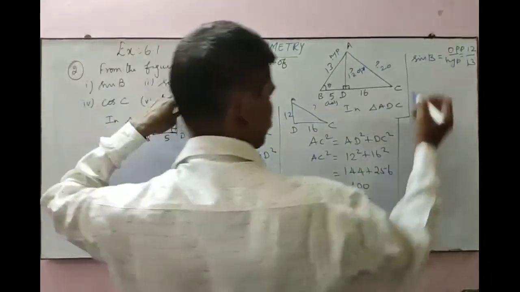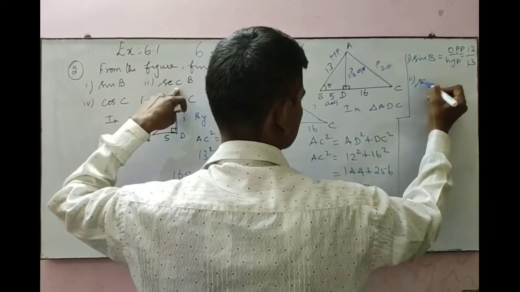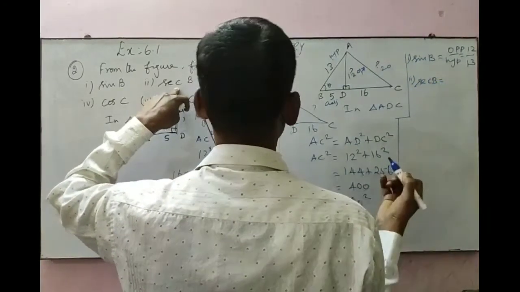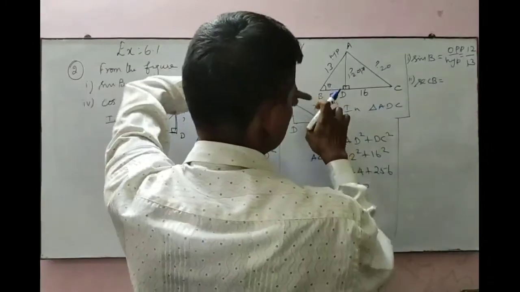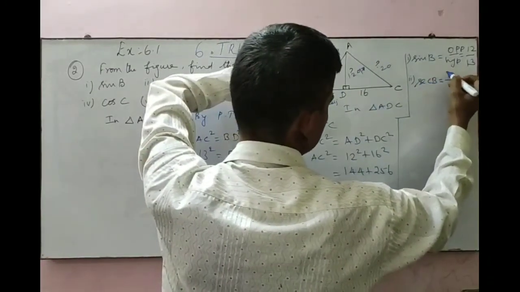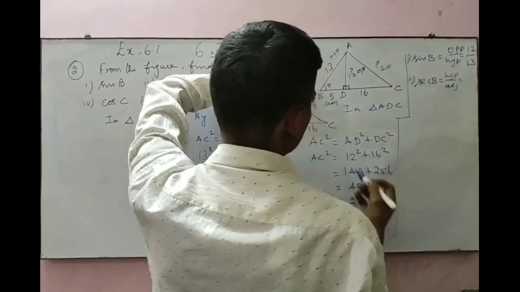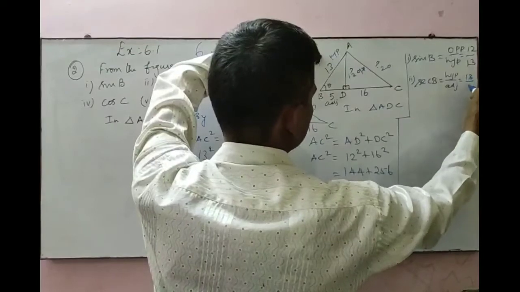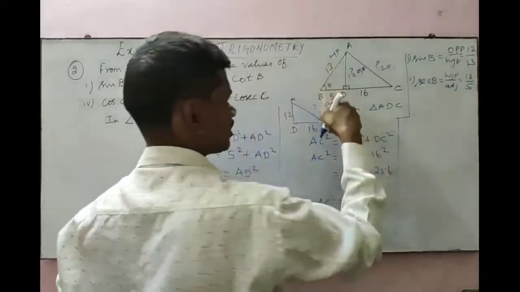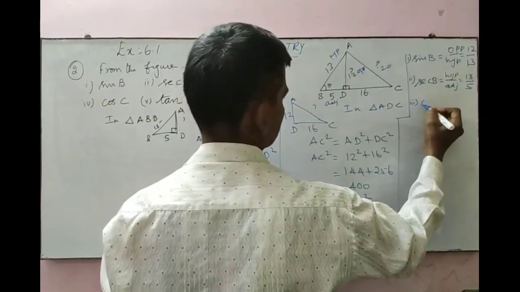Next I am going to find the value of secant B. Secant B equal to secant theta. This is theta. For secant B, the formula is hypotenuse side by adjacent side. So hypotenuse is 13. The adjacent side is 5. So 13 by 5. Next one, third one, cot B.